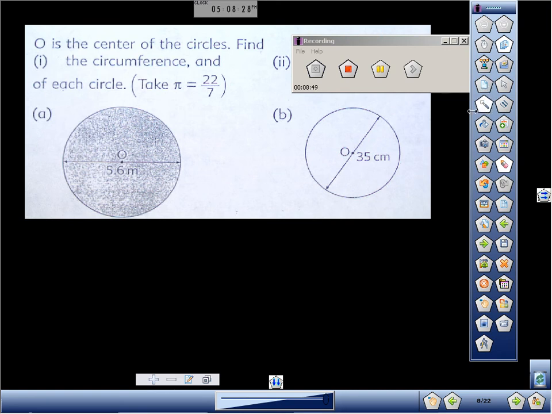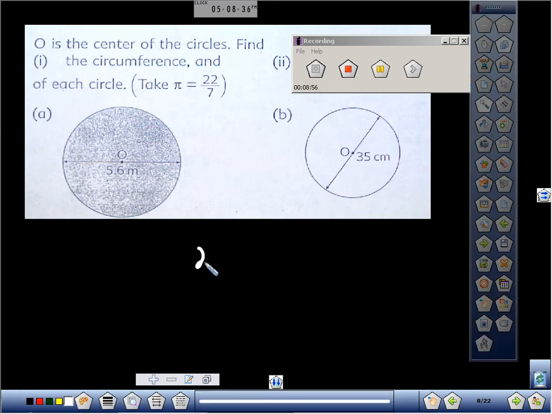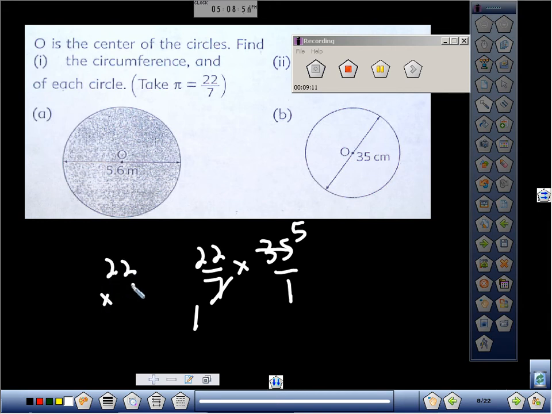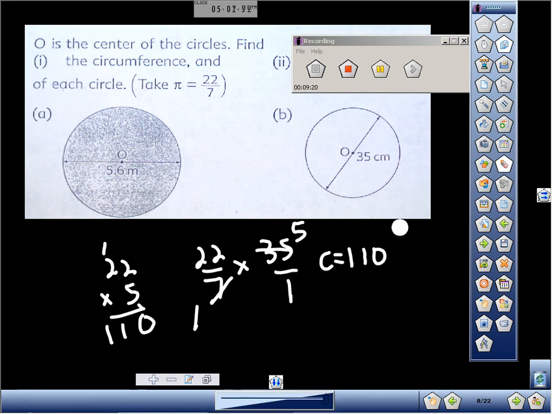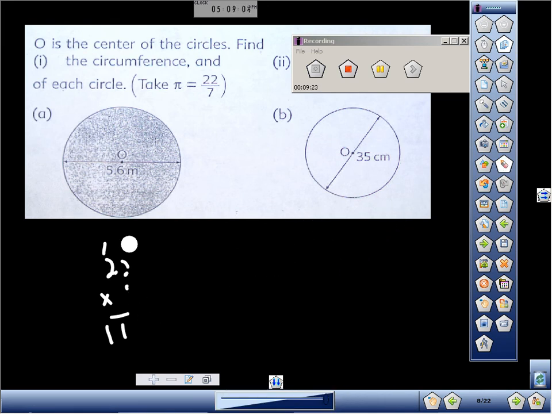Okay, we got to do the same thing for this one. First we got to find the circumference. We know the diameter is 35, so we go 22 over 7 times 35 over 1. 7 goes into 7 once, 7 goes into that 5 times. 22 times 5. 5 times 2 is 10. Carry the 1, 10, 11. So your answer is going to be 110. That's for your circumference. Circumference is 110 centimeters.